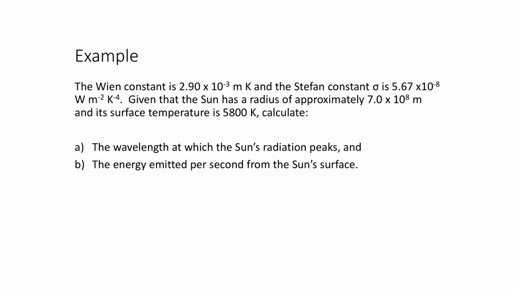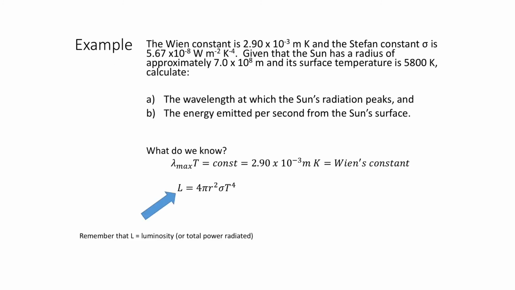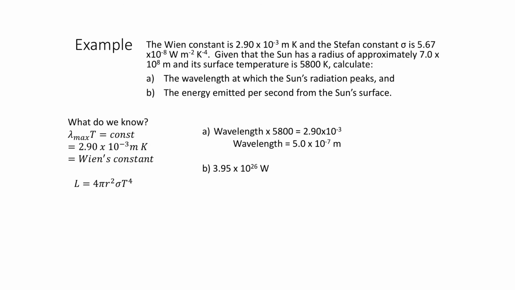Okay, hopefully you've had a chance to give that a go. So find out what we know first of all. So we know lambda max T is a constant, and we know that's equal to 2.9 times 10 to the minus 3. And we also know that we've got the luminosity, or the total power radiated. Energy emitted per second is another phrase for power, and then we've got the equation just there. So for A, we've got lambda max T equals 2.9 times 10 to the minus 3, and it's a case of rearranging for lambda, the wavelength, so we should get 5 times 10 to the minus 7 metres.